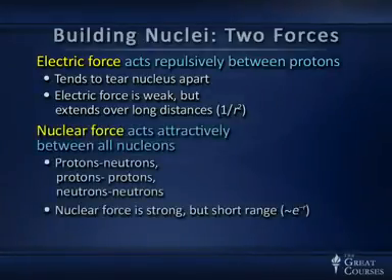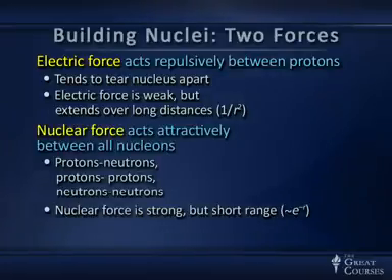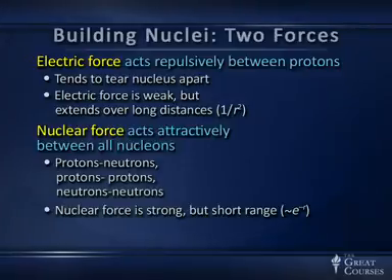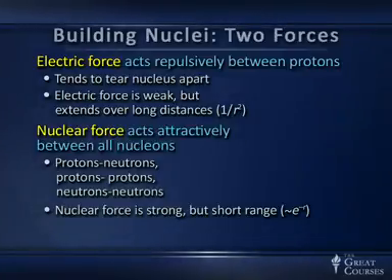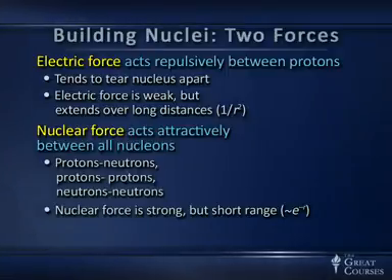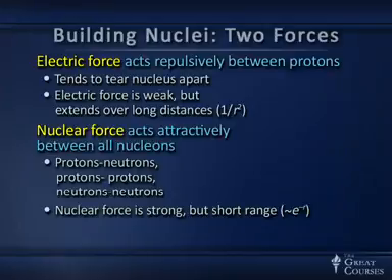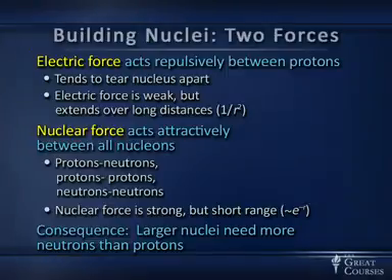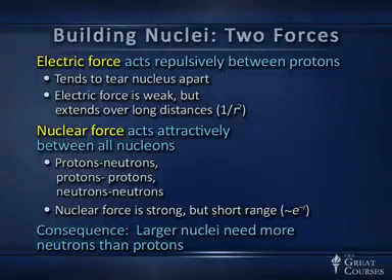Then there's a nuclear force, and the nuclear force acts attractively between all the nucleons. It acts between protons and protons, protons and neutrons, neutrons and neutrons. As you'll see in lecture 58, it's actually a kind of residual effect of a strong force that binds the quarks together to make protons and neutrons. So the nuclear force is very strong, but it's also very short range. It falls off approximately exponentially. And the consequence of this is that larger nuclei need more neutrons than they have protons.